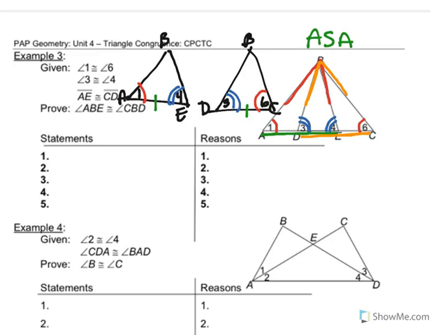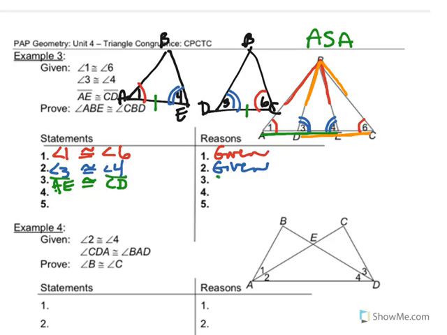So let's just go ahead and write out our proof. So we're going to start with angle 1 is congruent with angle 6. How do we know that? Given. And then next we have angle 3 is congruent with angle 4. How do we know that? Given. And then we have AE is congruent with CD. How do we know that? Given.